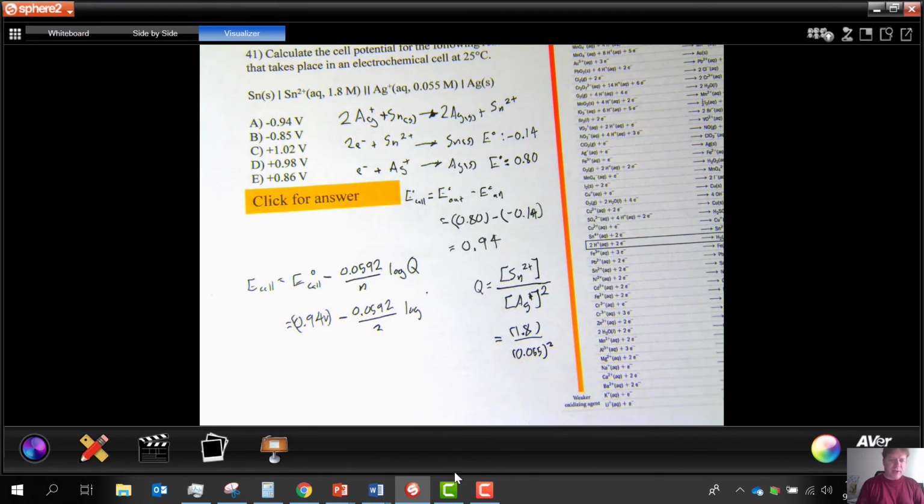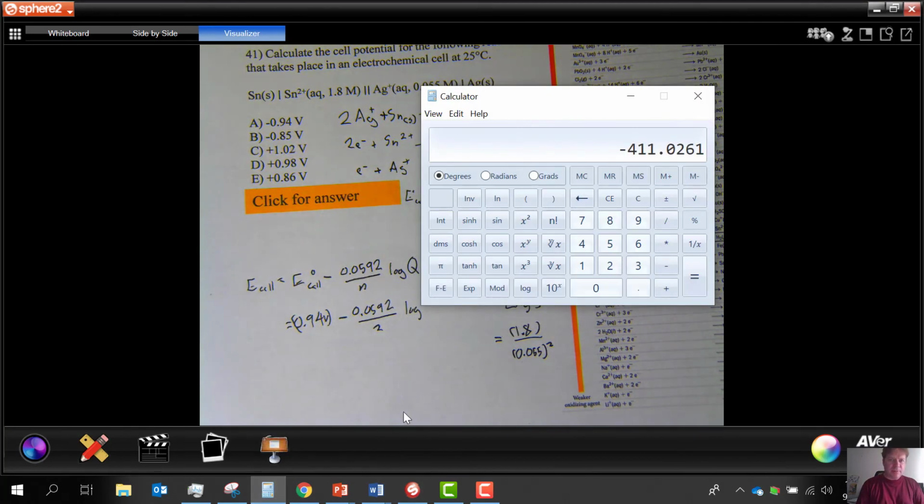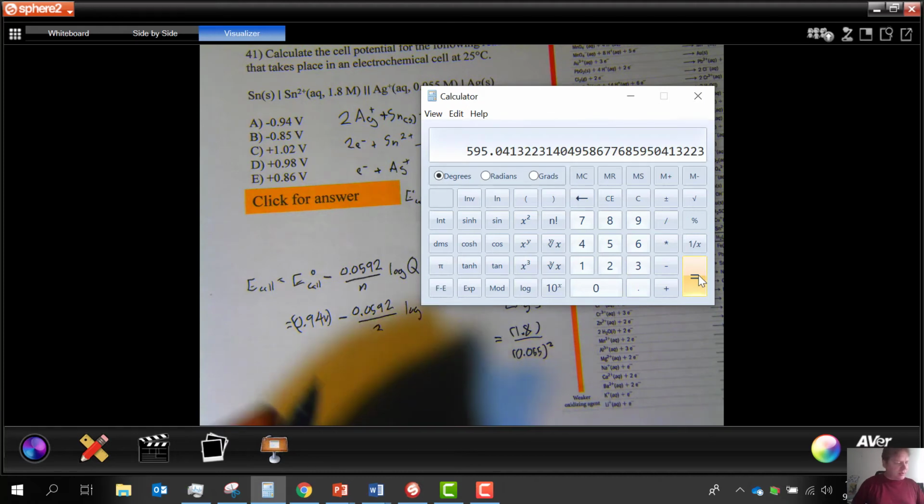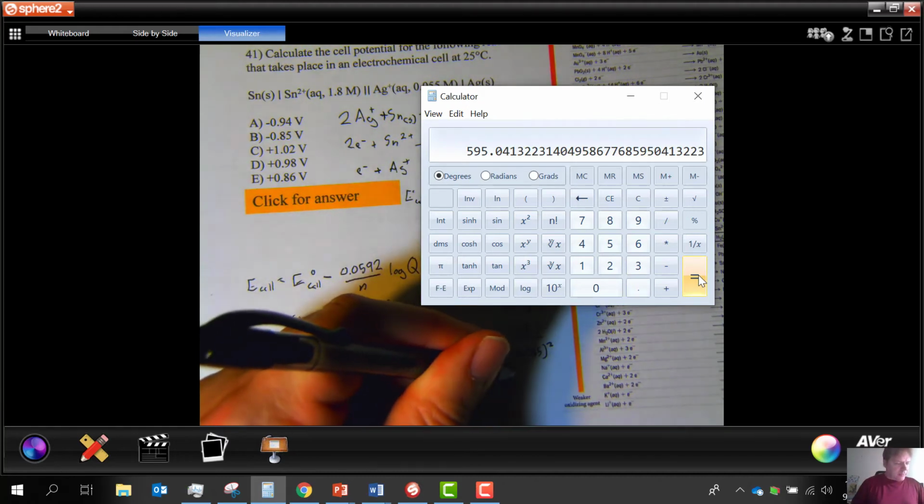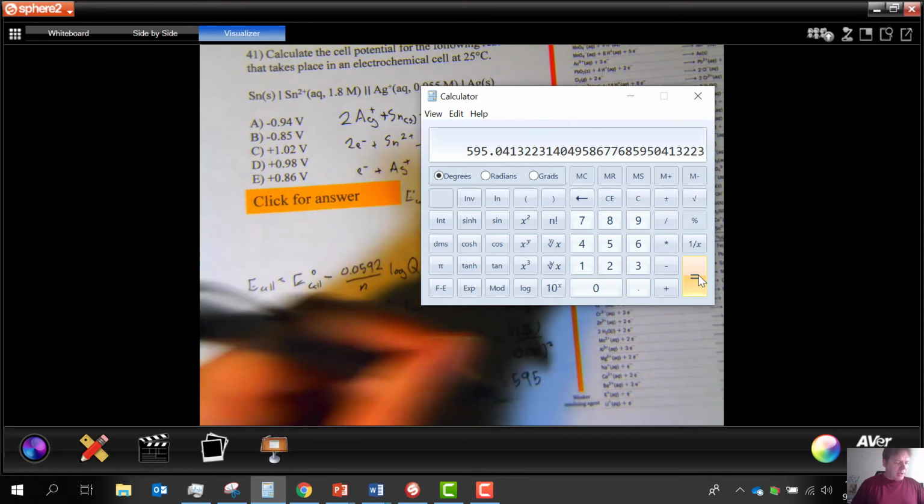Okay, so let's go ahead and bring out our calculator. So we have 1.8 divided by 0.055 squared. Okay, and that's what we get. Let's see, actually that's not the final answer. Okay, so then equals 595. Okay, so that's the value of Q.